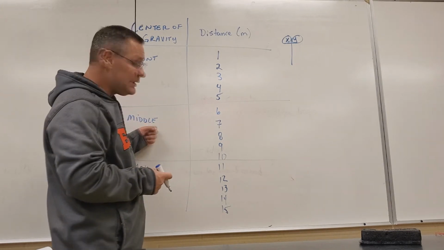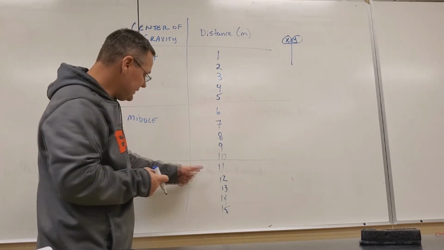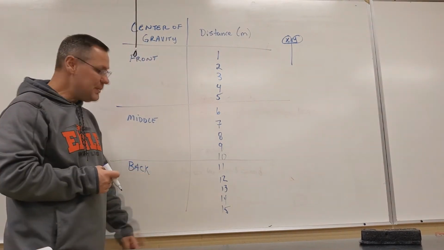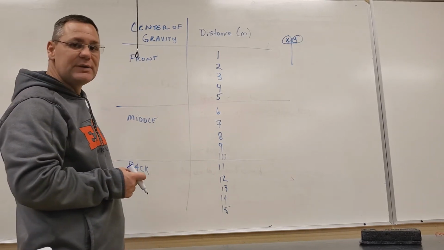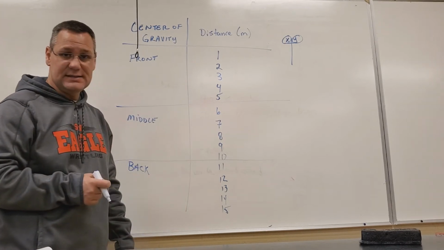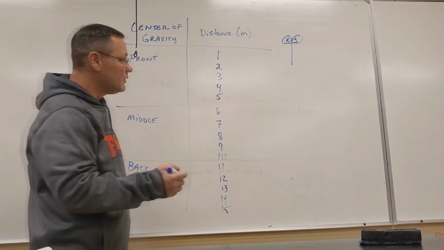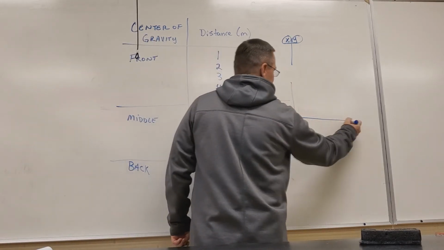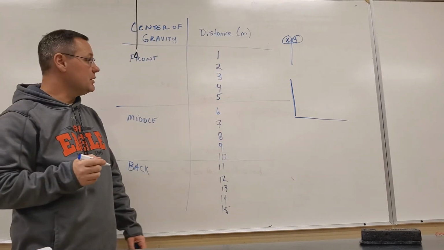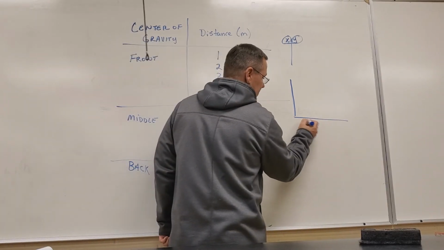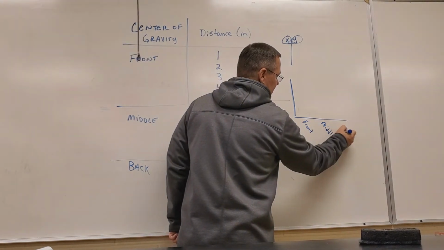Then I moved the quarter to the middle and I threw it 5 times and just pretend these were my 5 pieces of data. And then when I put the quarter in the back, it was going a lot farther, 11, 12, 13, 14, and 15 pieces of data. Now before we can graph this data, once you have this data in the data table, we're going to find the average for each. So our graph is going to be a bar graph, and it's going to have 3 bars. One of them is going to be front, one's going to be middle, and one of them is going to be back.